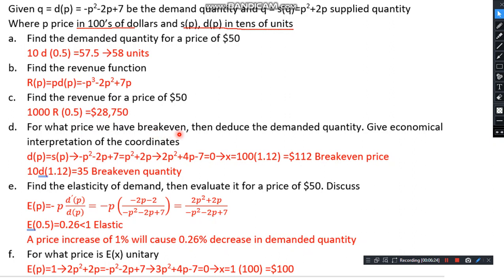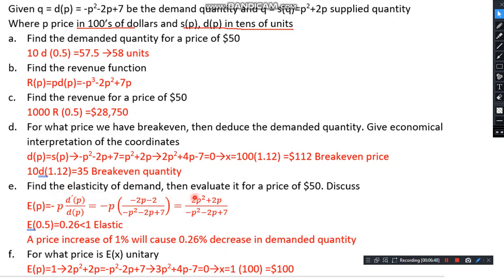For what price do we have break even? When demand equals supply, you solve this equation of second degree, you're going to get 1.12. Since this is the price, we multiply it by 100, so it's 112, the break even price. To find the break even quantity, I put this 1.12 either here or here. You're going to get the same answer, which is 35, the break even quantity.